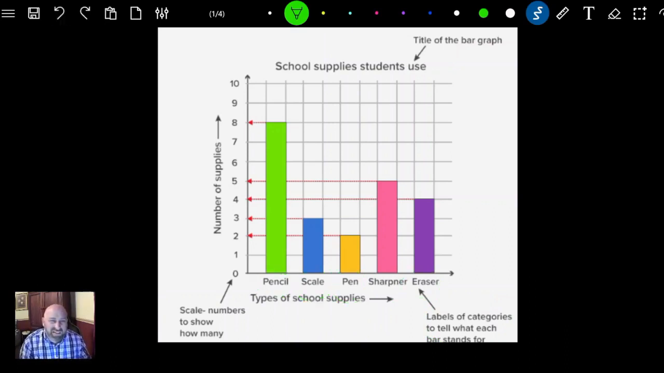I mean, who uses a scale at school, right? I don't even know what this is. But anyways, maybe they have to weigh something in school. I'm not really sure. But these are different names of the different supplies that are being used in the school by these students. And I don't know who they surveyed. This is probably from a survey. This is probably from some sort of scientific study. But that's where the information comes from.